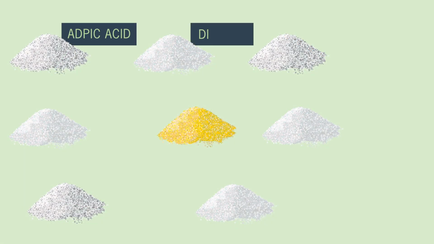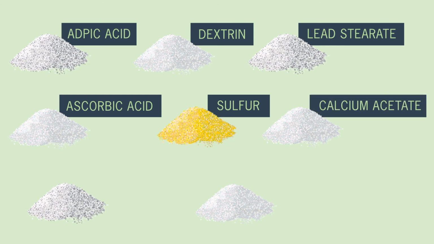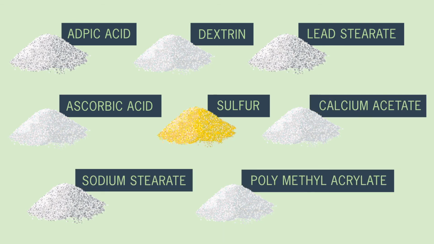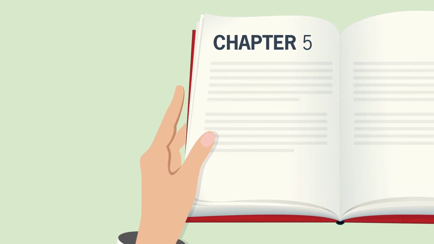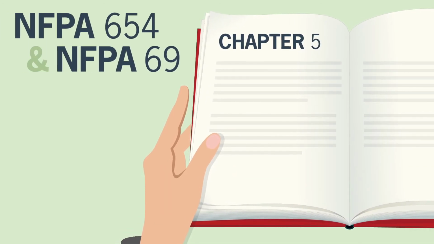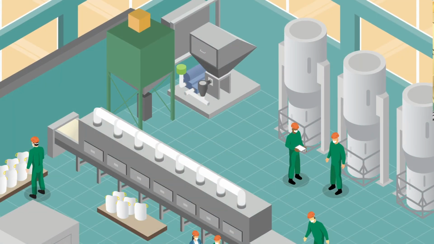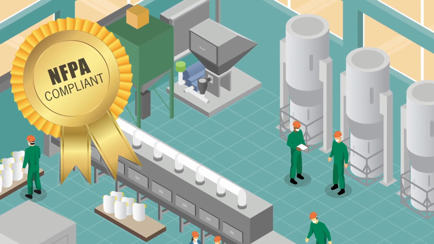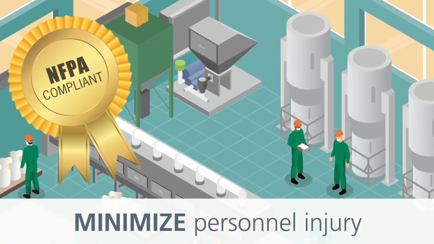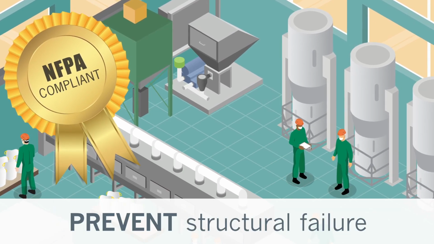The ISMF is an effective flame front arrestor for ST1 and ST2 dusts according to NFPA mandated design options. These performance-based design options are provided in Chapter 5 of NFPA 654 and NFPA 69. Specifying the correct NFPA-compliant explosion protection technology for your dust collector will minimize personnel injury, equipment damage, and prevent the structural failure of your facility.